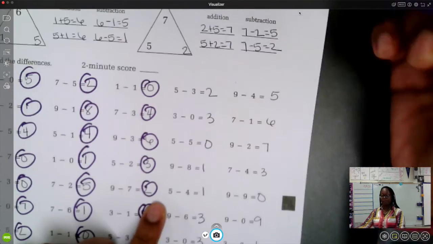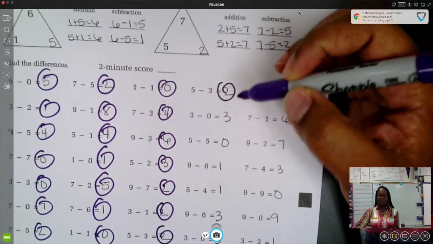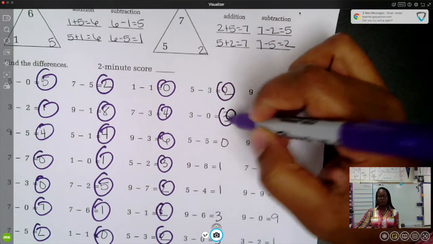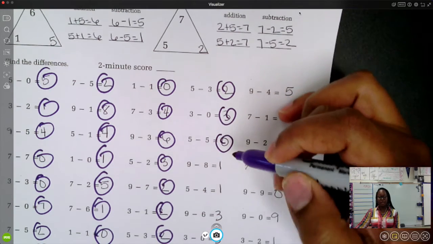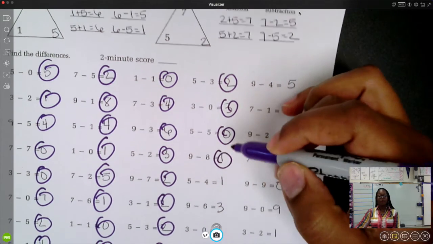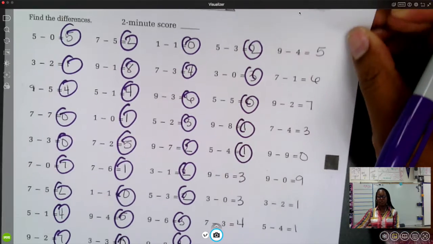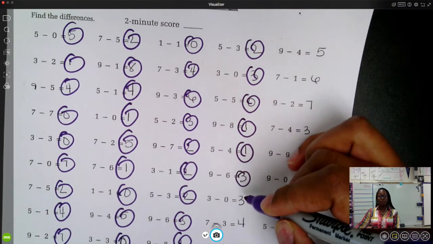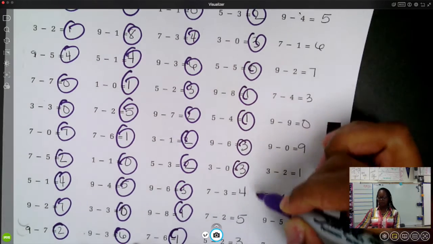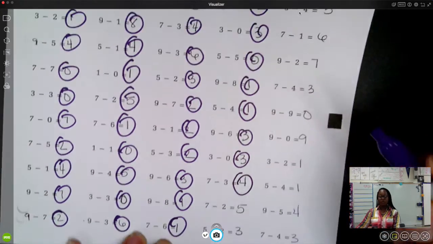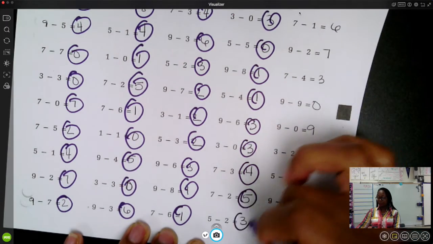Fourth column, 5 minus 3 equals 2. 3 minus 0 equals 3. 5 minus 5 equals 0. 9 minus 8 equals 1. 5 minus 4 equals 1. 9 minus 6 equals 3. 3 minus 0 equals 3. 7 minus 3 equals 4. 7 minus 2 equals 5. 5 minus 2 equals 3.